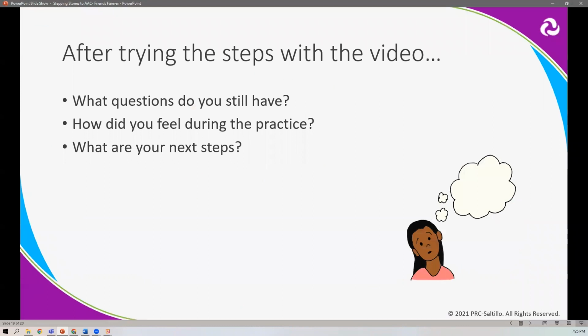We're going to take the last few minutes to kind of just reflect on your thoughts from this activity, those strategies. Are there questions that you still have? If you were practicing along on your device or on your manual board, what were your feelings with that? And do you have personally next steps you're thinking of after something like this?